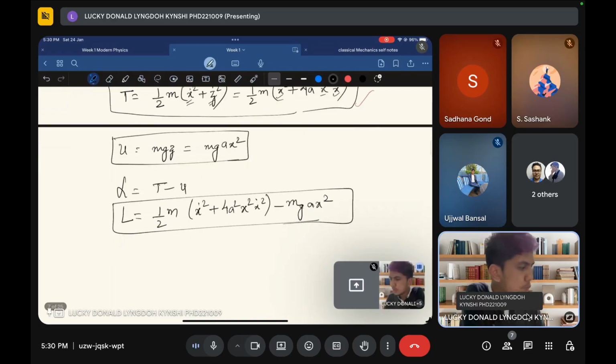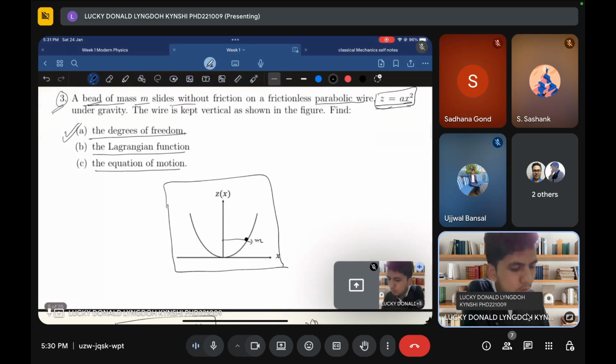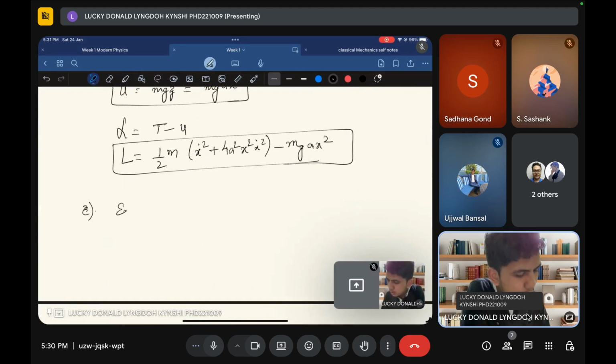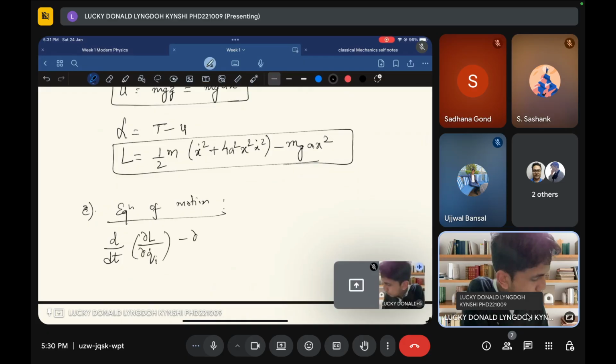So now the second problem is done, right? T minus U is done. Now the third problem is to find the equation of motion. So what you need to do is, what is the equation of motion? The first thing I have just given: d by dt of del L by del Q dot minus del L by del Q equal to 0.